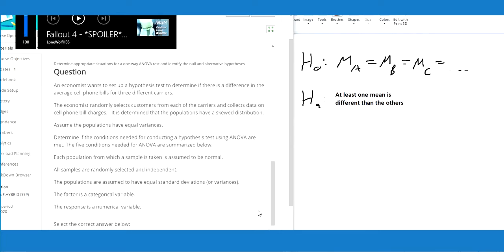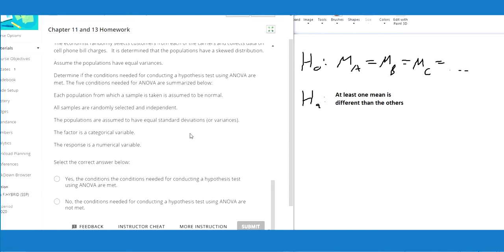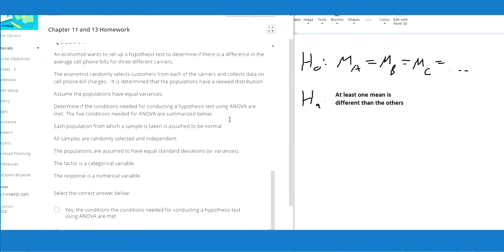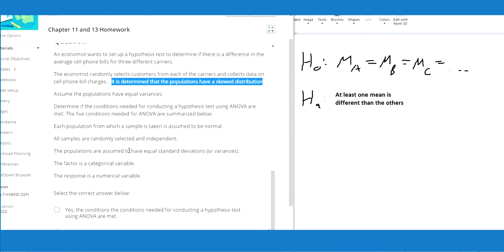We need to determine if the conditions needed for conducting a hypothesis test in ANOVA are met. Okay. And they even summarize the conditions for you below, so I guess I could have just pointed these out instead of saying all of them. Okay, so let's go through each of them. Each population from which a sample is taken is assumed to be normal. It is determined that the populations have a skewed distribution. So right there, that first of the 5 conditions that Newton lists out is violated. Okay, we have to say no.